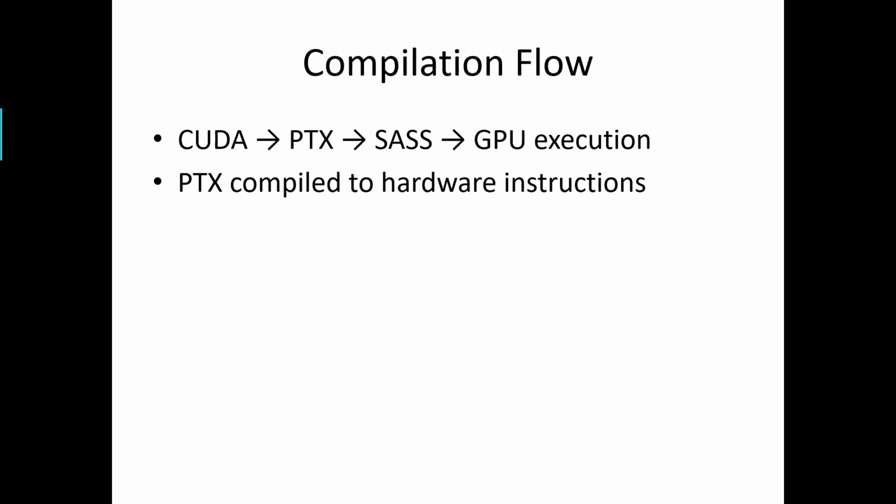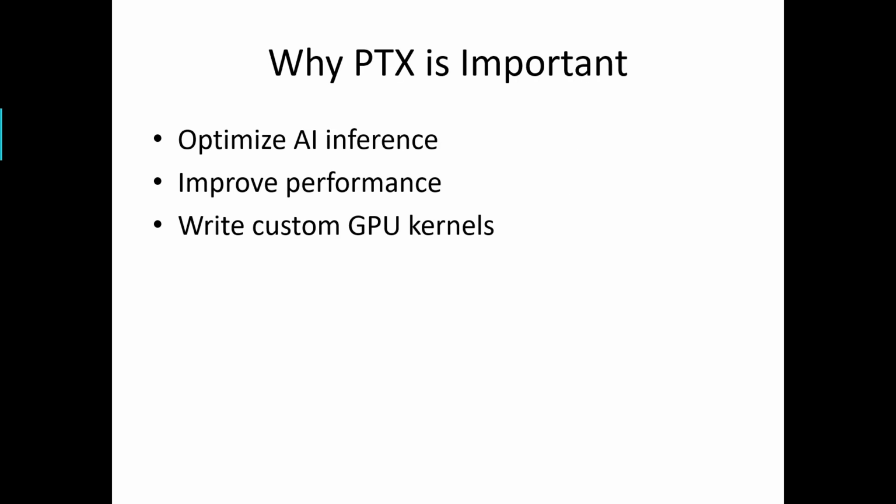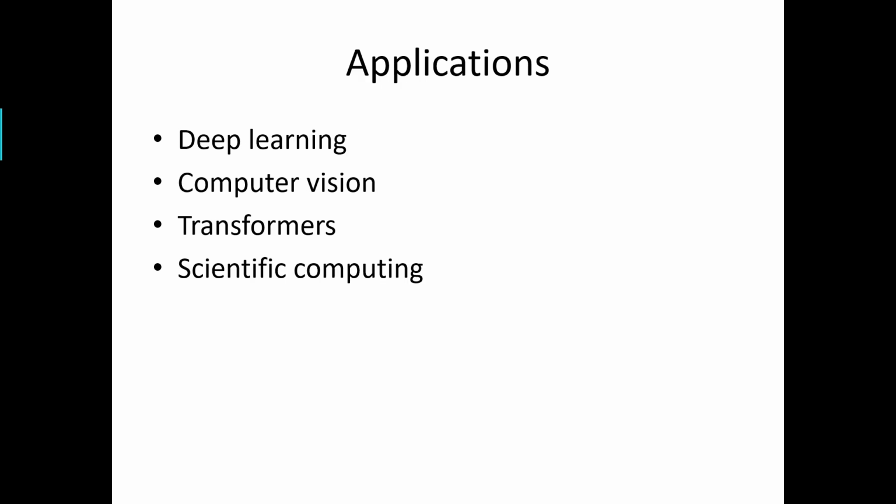Here we see the compilation flow. We have CUDA, which is the highest level programming language of the GPU. Then we have PTX, then SASS, which are the real hardware instructions, and then the GPU execution, where PTX is compiled to hardware instructions. Why is PTX important? It helps optimize AI inference, improve performance, and write custom GPU kernels. And here we can see some of the applications. We're then going to do some code examples.